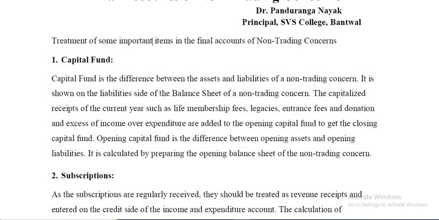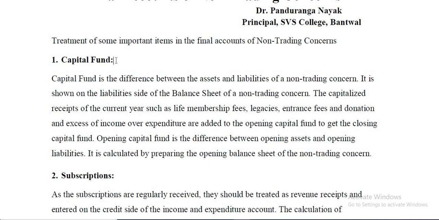Let us take the items one by one and let us see how they are being treated in the final accounts of non-trading concerns. First one, capital fund. What is capital fund? Look at the balance sheet. You got two sides. One is liability side on the left hand side and assets on the right hand side. If you ascertain the difference between the assets and liabilities of a non-trading concern, what you get is capital fund. It is shown on the liability side of the balance sheet of a non-trading concern.